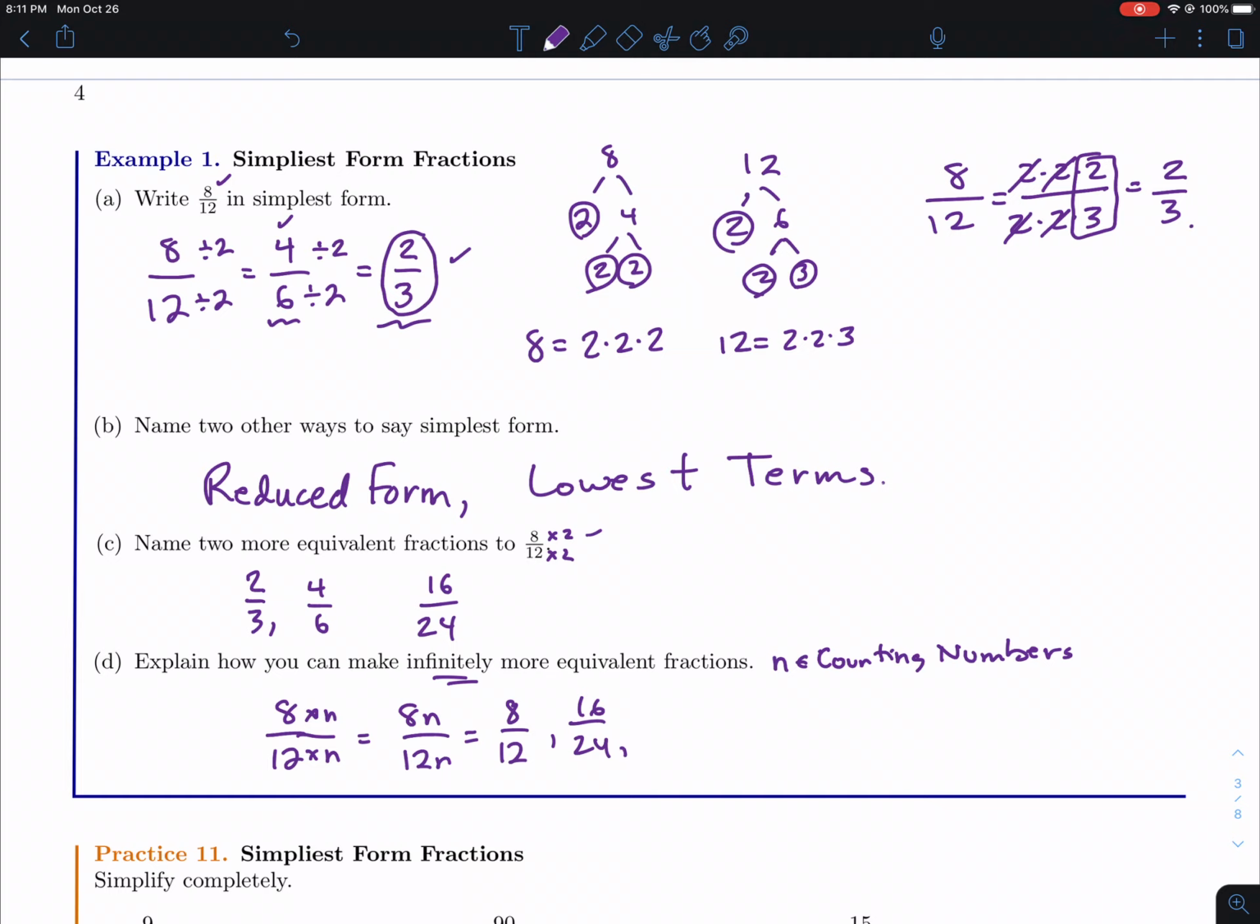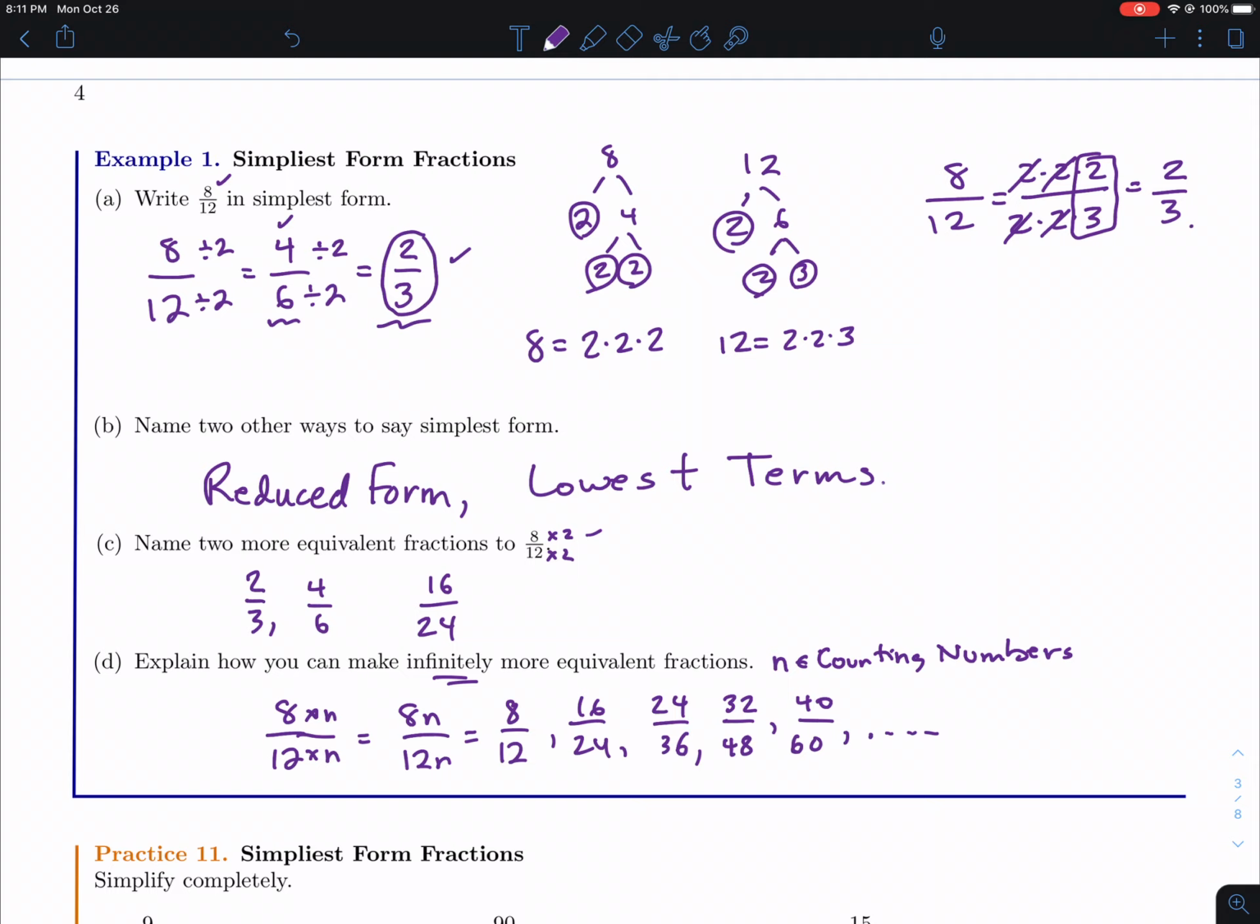16/24. If n were 3, we get 24/36. If n were 4, we'd get 32/48. If n were 5, we'd get 40/60. And you could just keep going, because the counting numbers go on and on forever. That means we can keep writing equivalent fractions forever. So don't try. It'll take you a lifetime, so there's no point in even trying.